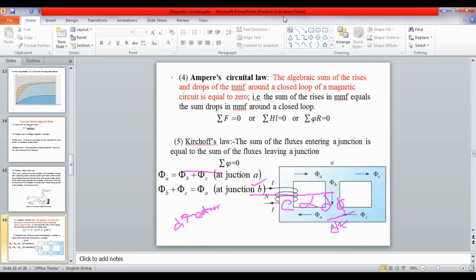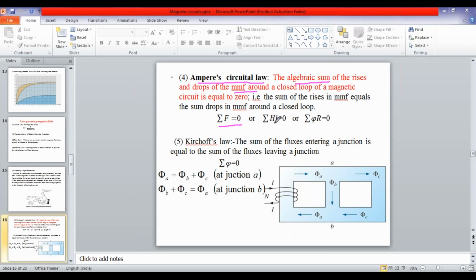Now, one more crucial law to solve problems in the magnetic field sector is Ampere's circuit law. This law is very important here. It simply states that the algebraic sum of MMF in a closed loop of a magnetic circuit is equal to 0. Mathematically, that can be given as sigma F is equal to 0.